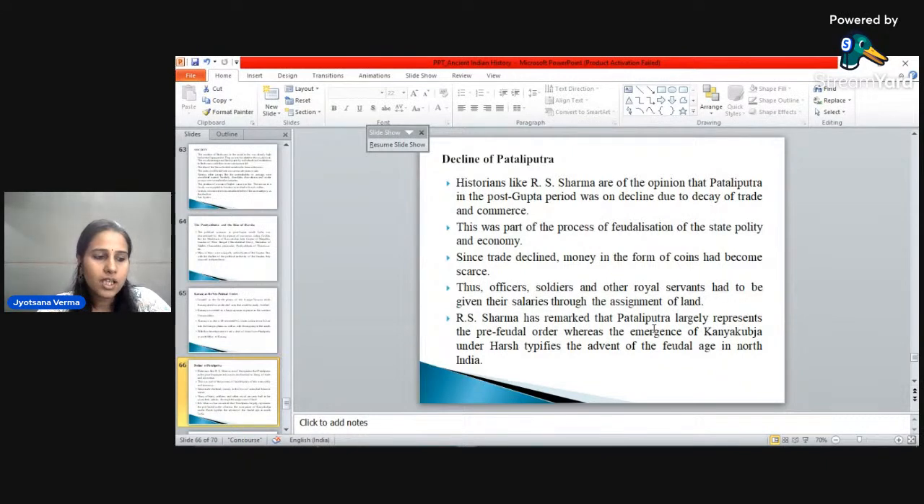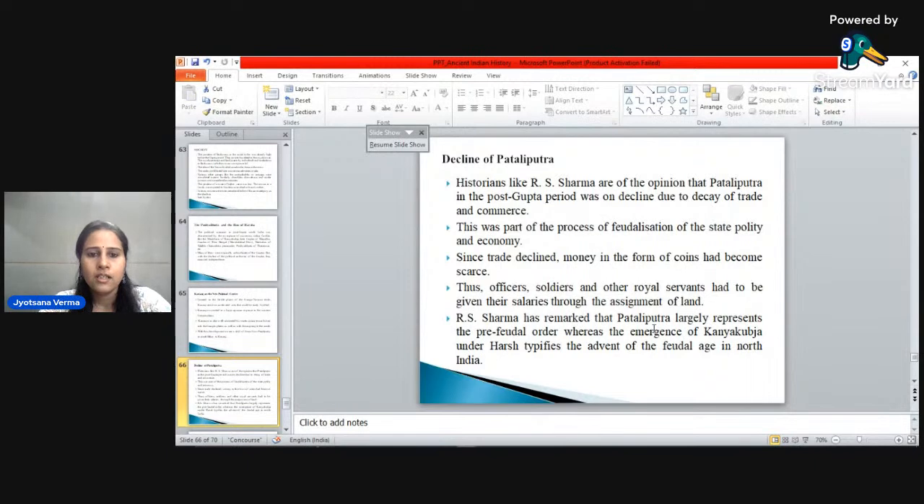This was part of the process of feudalism and feudalization of state polity and economy. This period was also the time of feudalism, and since trade declined, money in the form of coins became scarce, and thus officers, soldiers and royal servants had to be given their salary through the assignment of land, because I have earlier said that the land grant was an important economic feature of the Gupta period. Because of this land grant, feudalism emerged, and this system declined trade and commerce, including international trade.